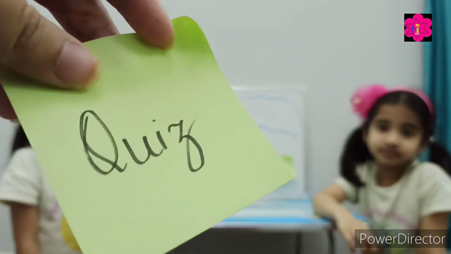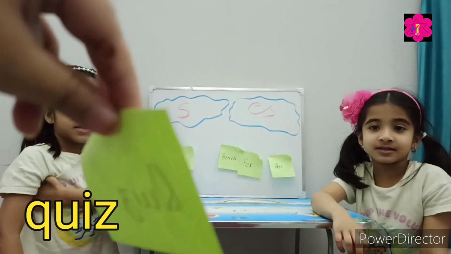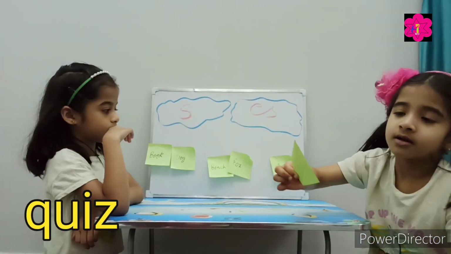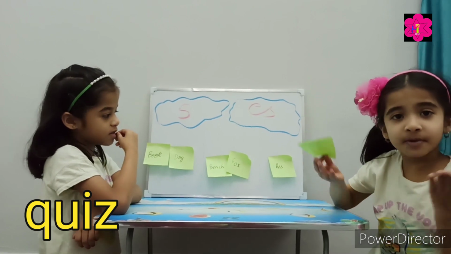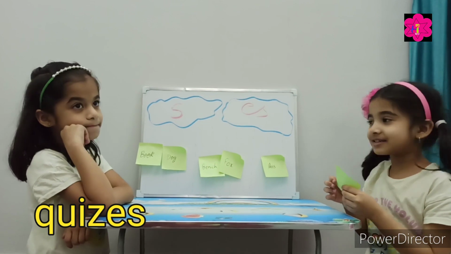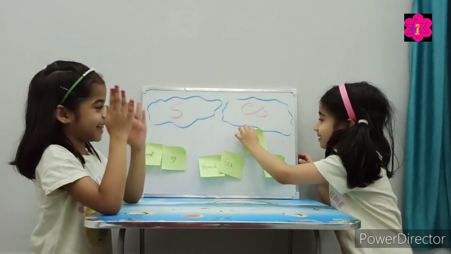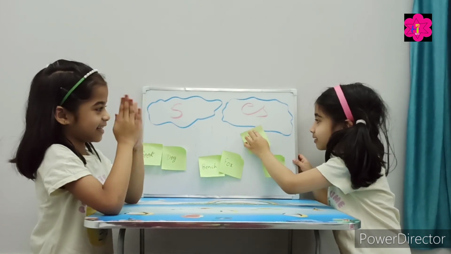So your next word is this. What is this? Quiz. So where do you put? Can you help me, where do you put? I think it is ES. Why? Because there is a Z. Yes, good job. Clap yourself.